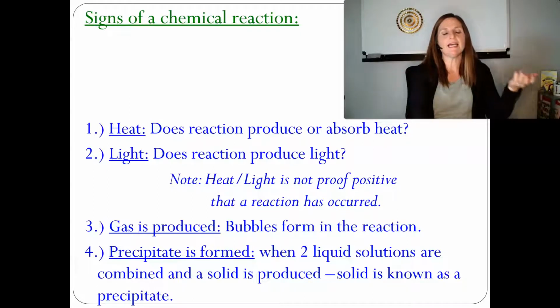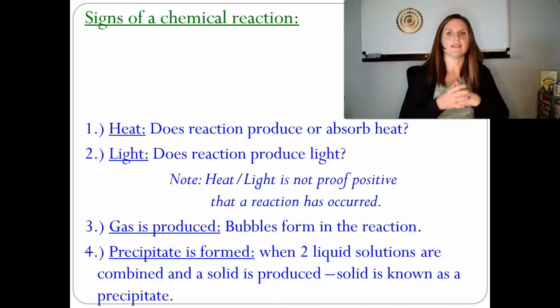So when we see these types of symbols, these types of signs, we can assume that a chemical reaction has occurred. Now it mentions that heat and light are not proof positive that a reaction has occurred. This is because you can have things like a light bulb, and a light bulb is not necessarily a chemical reaction per se, but it is giving off light to the surrounding environment. So it's not proof positive, but it is a good sign or symbol that a reaction has occurred.